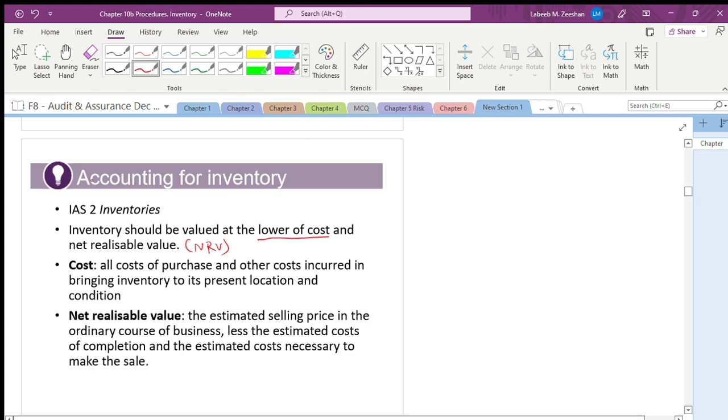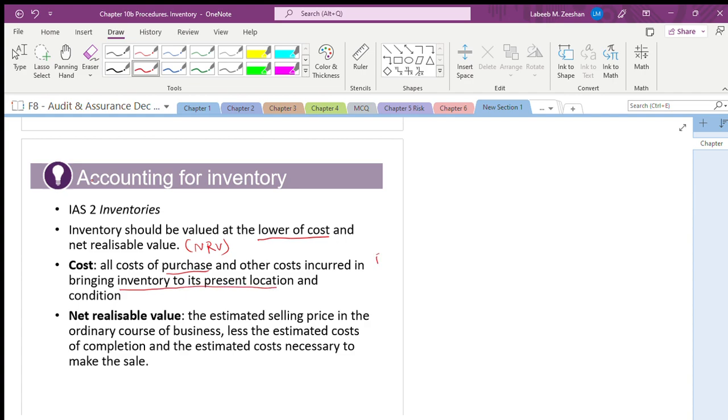They will consider cost. What is the cost? What is the cost of all purchases? And what is the cost of getting the inventory to its present location?